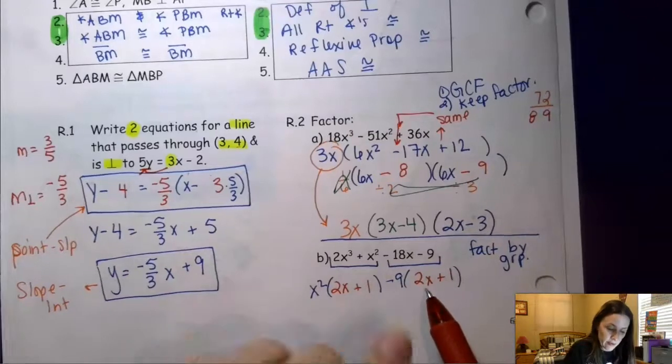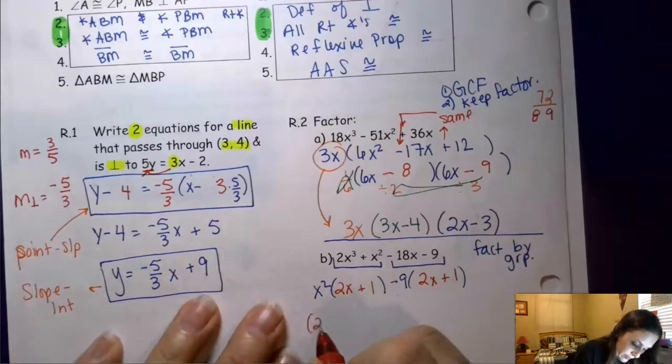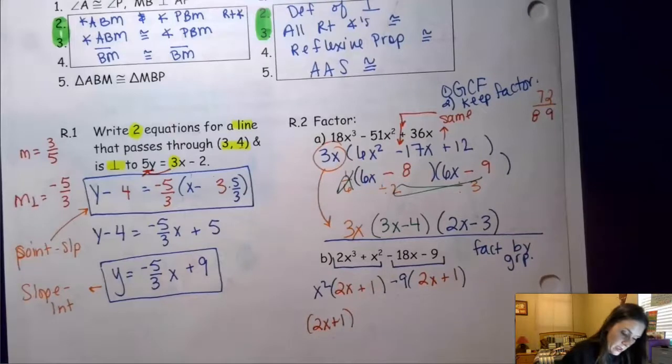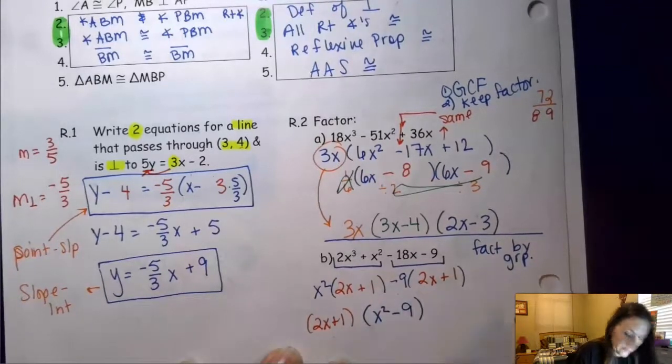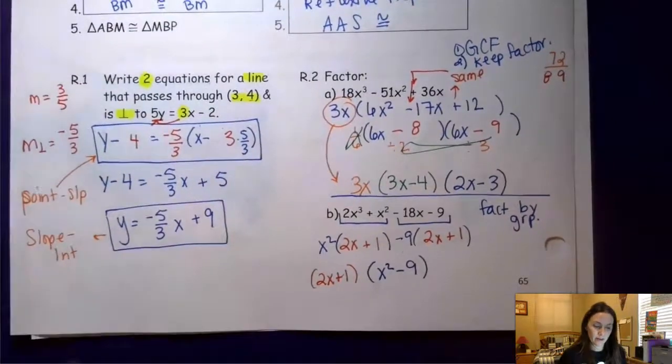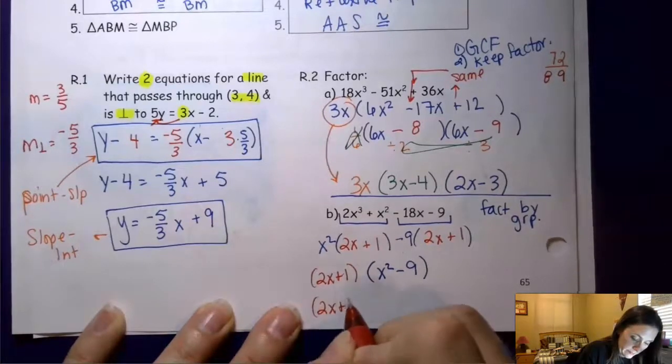check. Negative 9 is 18. It works. Make sure they match. Now I'm going to have 2x plus 1, and my other factor is x squared minus 9. Can I go any farther? Well, this is quadratic. I can't do anything with the 2x plus 1, so I keep it here.